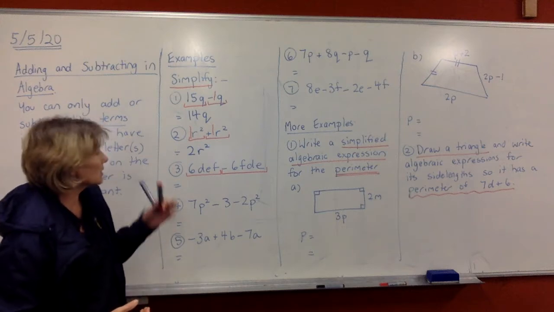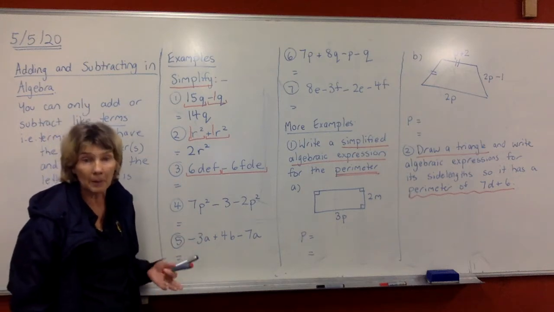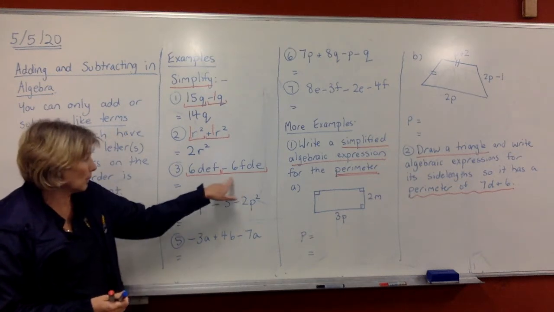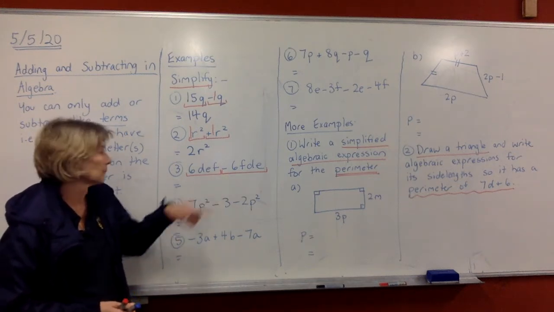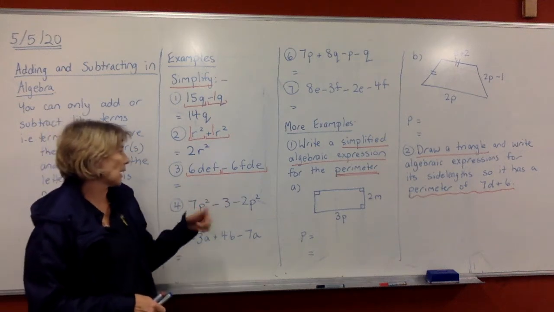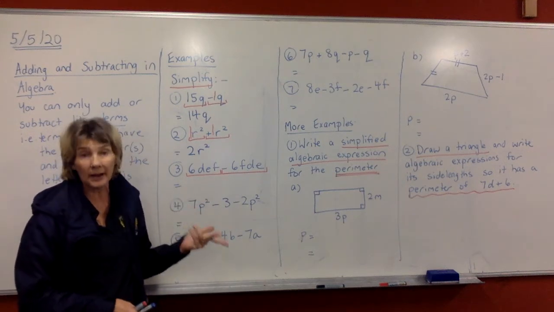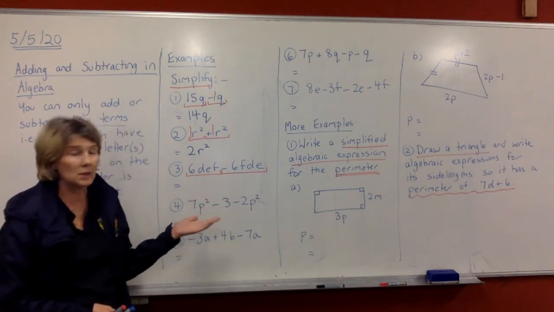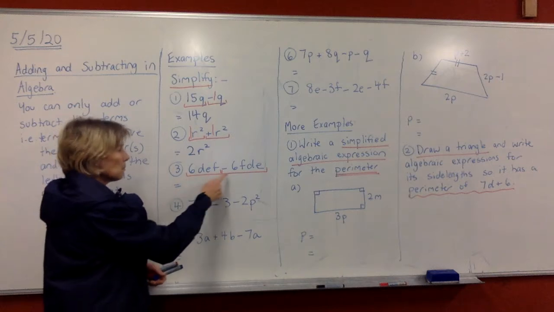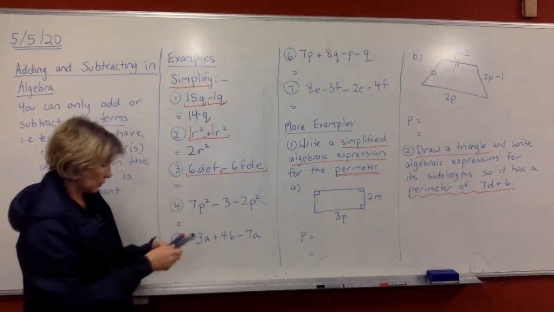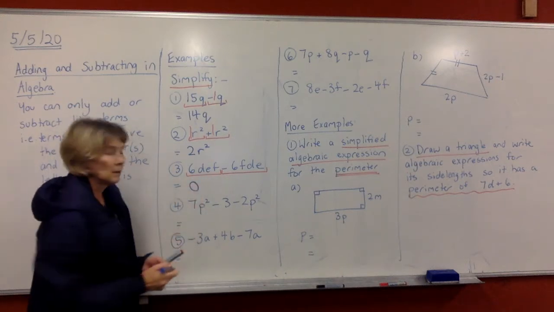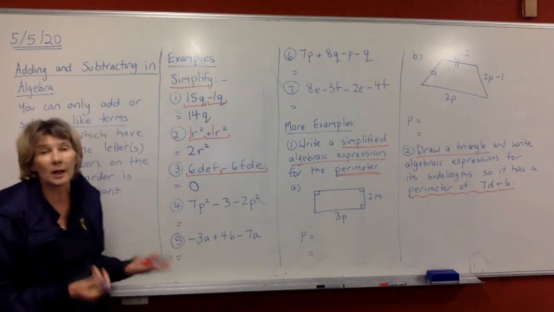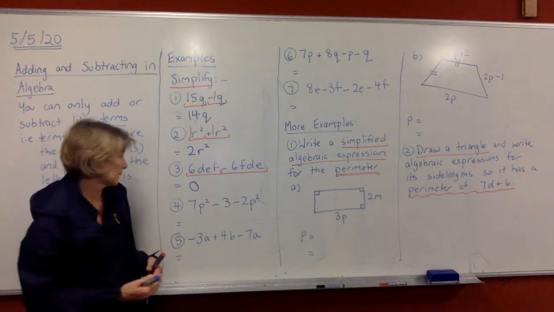Okay, in the next one, we have two terms, 6def and minus 6fde. So remember, the things that separate the terms are the plus and the minus. So every term will start with a sign. Right, so this term here starts with a minus. Okay, now both of these terms have a d, an e and an f. It doesn't matter that they're in different orders. So we can collect these like terms. So 6 minus 6 gives you 0 on your calculator. So you don't need to write any letters on the end. Okay, so nothing is nothing. You don't need any letters for that.